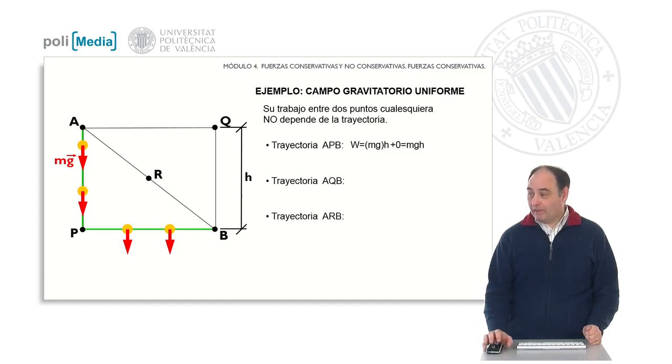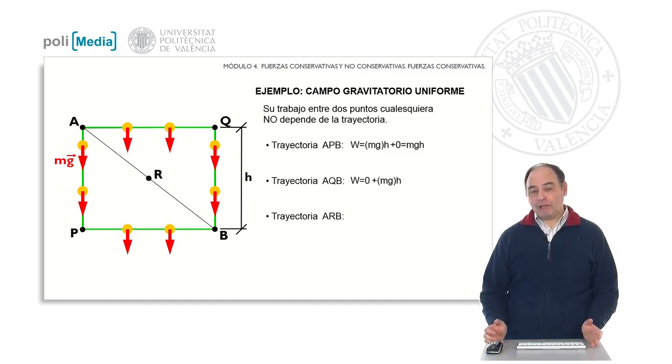The AQB path is quite similar. The difference is that in the first leg, the AQ, the force is perpendicular to the displacement, and therefore the work is zero, as it was in the PB. And the section QB is analogous to AP. The force is constant, parallel to the movement, rectilinear and of the same direction. Therefore, it is the modulus of the force, mg, times the distance traveled h. The sum is again, as we can see here, mgh.